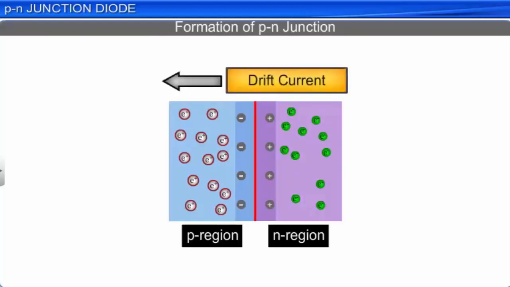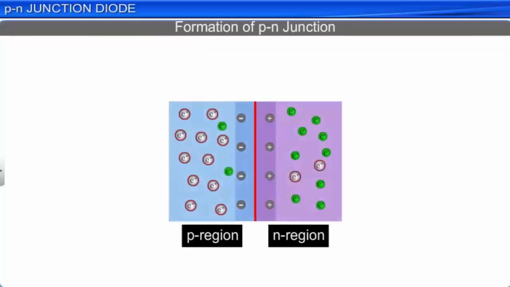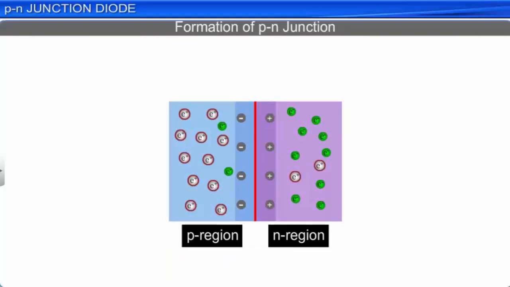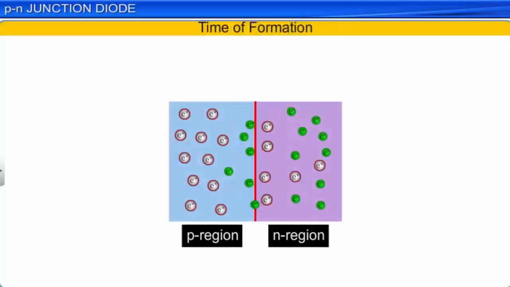Thus, we observed that the diffusion current and the drift current across a p-n junction are opposite in direction. We have to remember that at the time of formation of the p-n junction, there is no depletion region. Thus, there is a high diffusion current but no drift current.